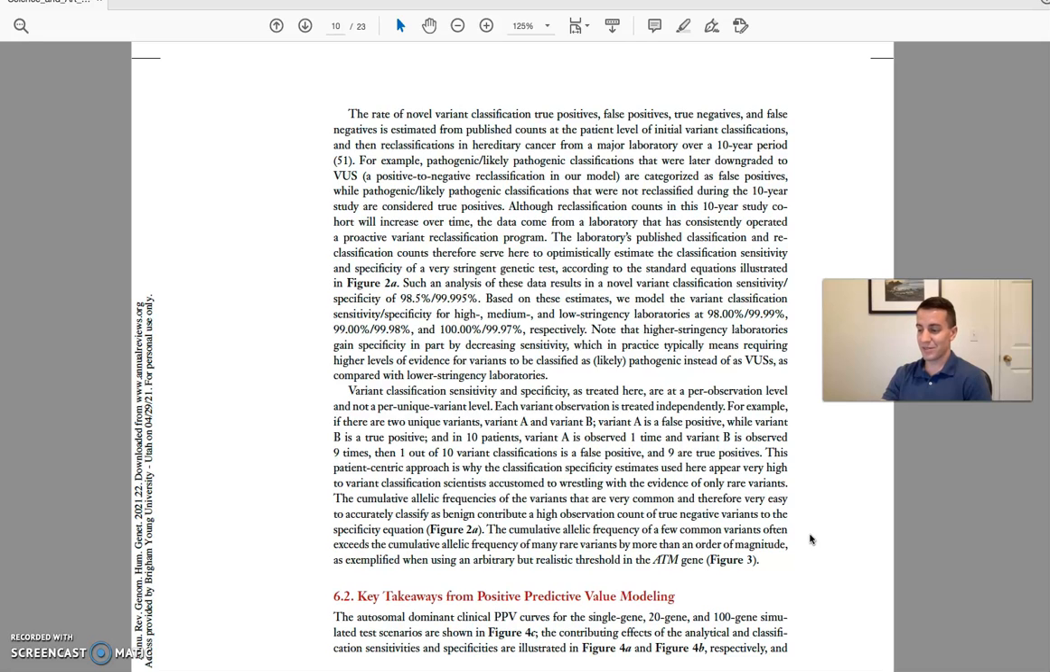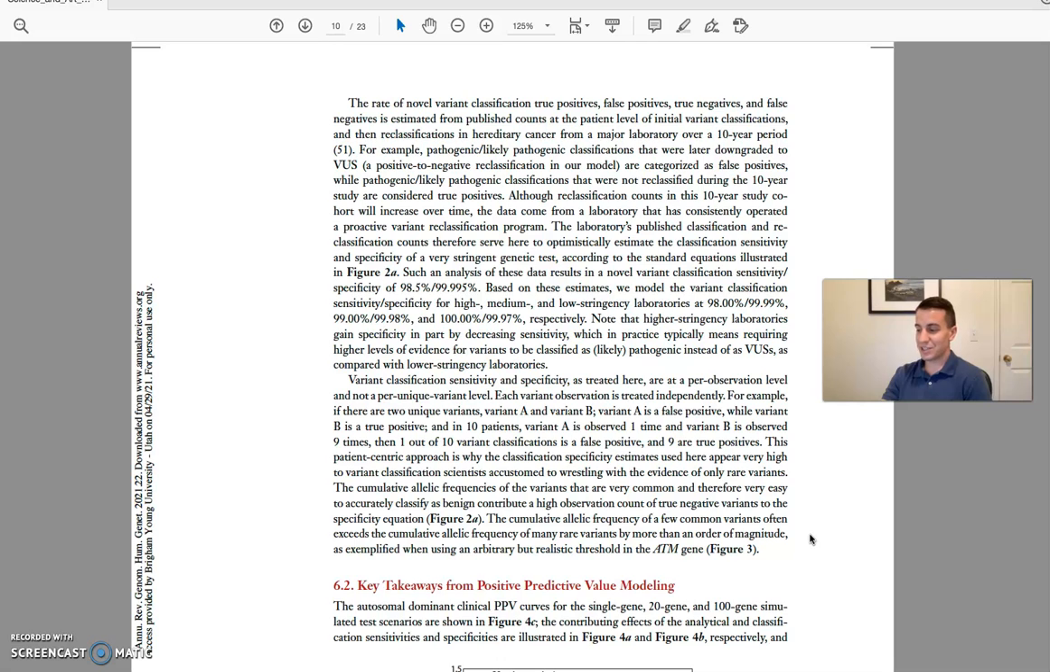Variant classification sensitivity and specificity, as treated here, are at a per observation level and not a per unique variant level. Each variant observation is treated independently. For example, if there are two unique variants, variant A and variant B, variant A is a false positive, while variant B is a true positive, and in 10 patients, variant A is observed 1 time, and variant B is observed 9 times, then 1 out of 10 variant classifications is a false positive, and 9 are true positives.